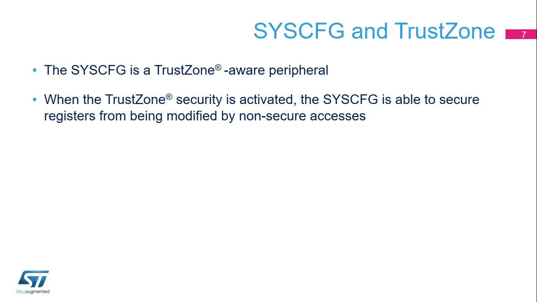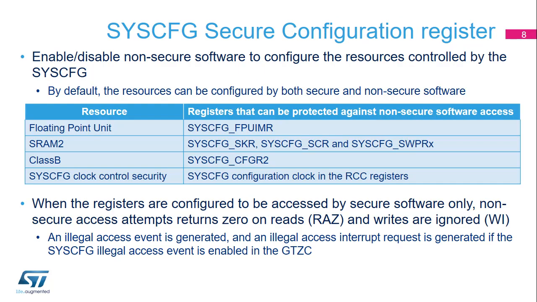The SYSCFG is a TrustZone aware peripheral, meaning that secure and non-secure registers coexist within the peripheral. TrustZone aware peripherals are non-secure after reset. Their secure configuration registers are secure. When TrustZone is active, the secure software is in charge of selecting the secure attributes of the following features: floating point unit, SRAM 2, Class B, SYSCFG clock control configuration registers located in RCC.